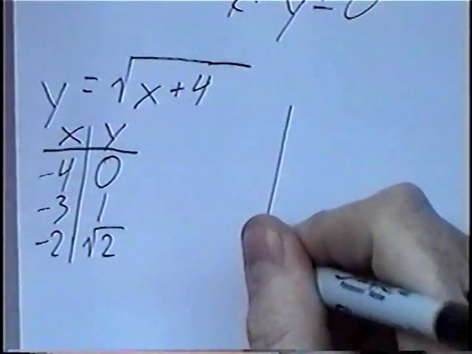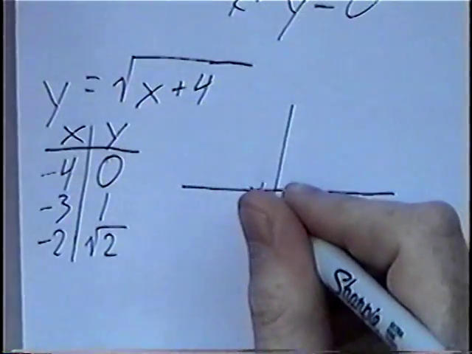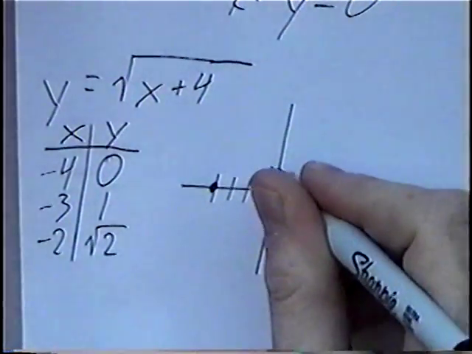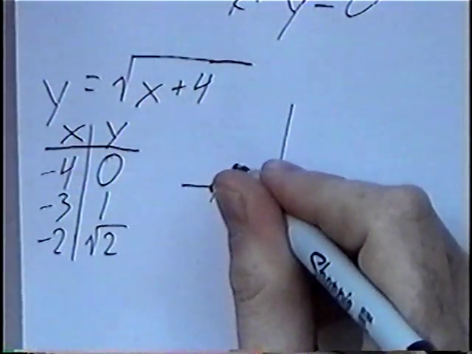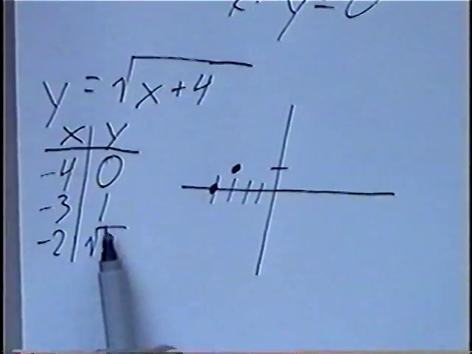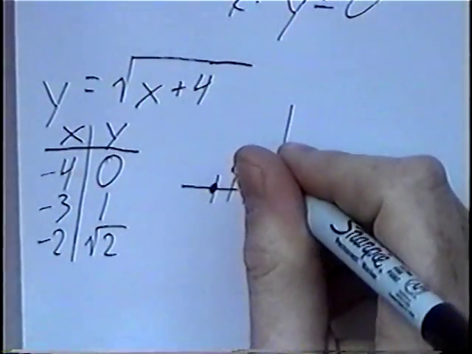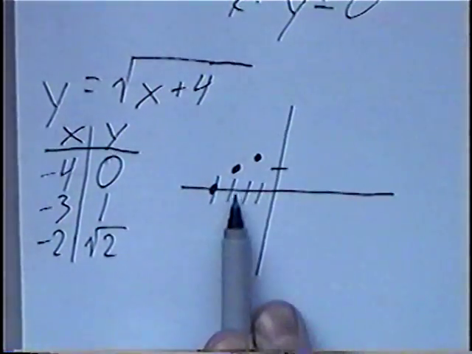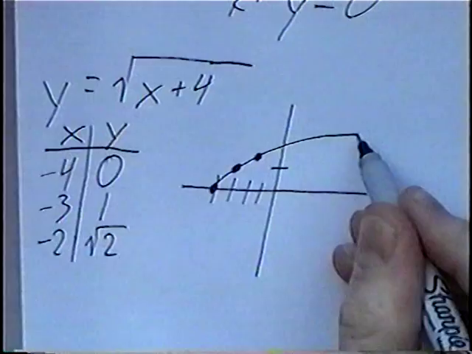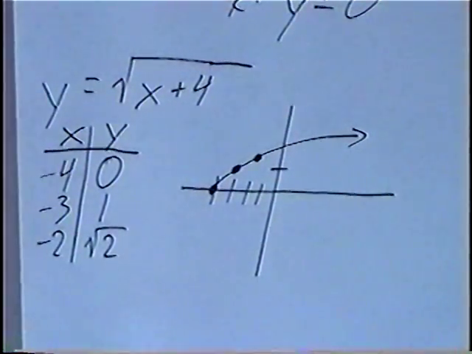Graphing these on an xy axis again. The first point is at negative 4, 0. And negative 3, 1. And negative 2, square root of 2. And again, square root of 2 would be a little bit above 1. If you wanted to, you could do more points, but again, the shape will be a sideways parabola without the bottom part of the parabola in these graphs.